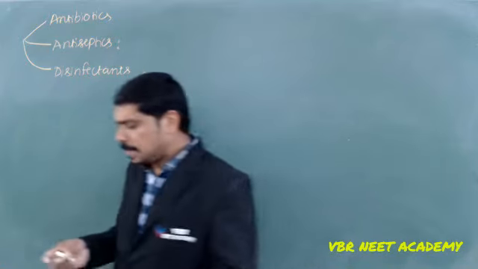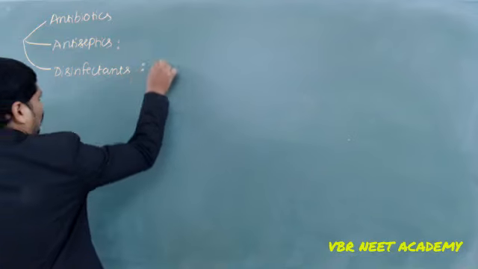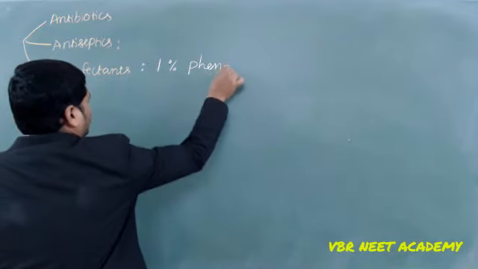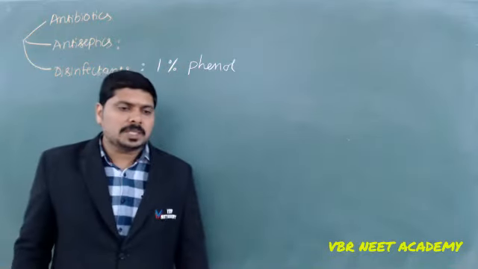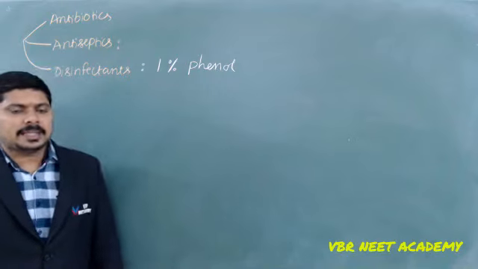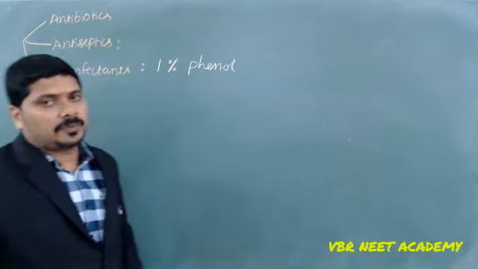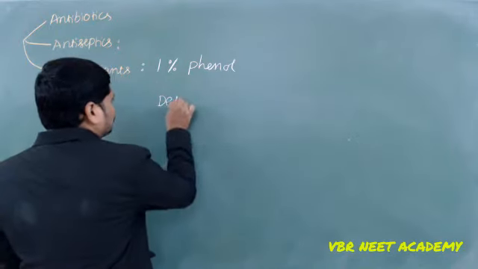So what examples do we have for disinfectants? The first and best, which we already discussed, is phenol: 0.2% phenol acts as an antiseptic, whereas 1% phenol acts as a disinfectant. And Dettol.